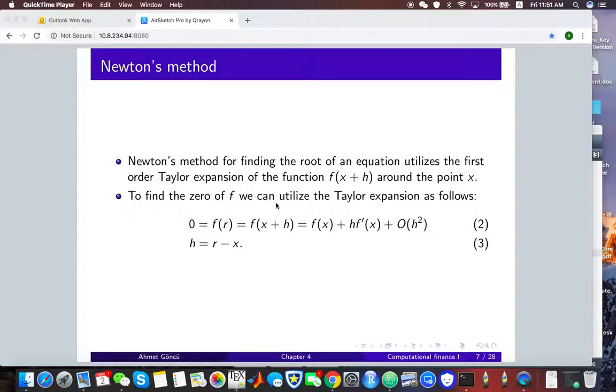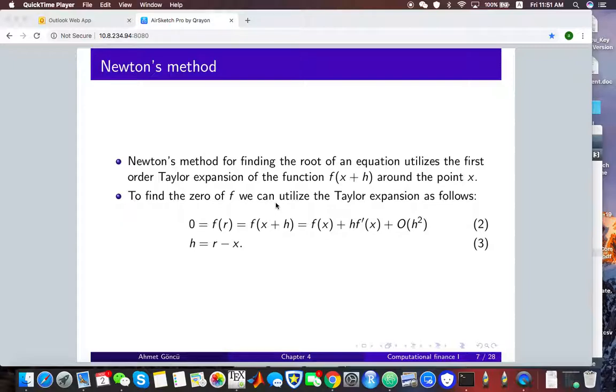Next, we can talk about Newton's method. So we were talking about how to find the root of a nonlinear equation, and we have seen the bisection algorithm so far. The second alternative we will see is Newton's method, or the so-called Newton-Raphson algorithm. And let's talk about how this can be derived.